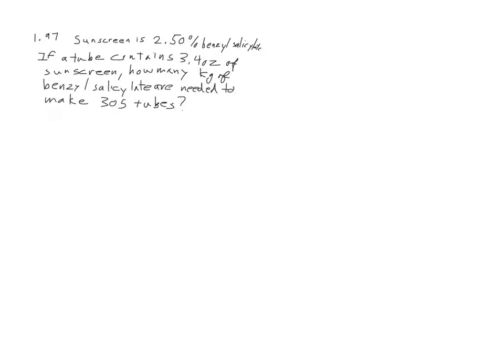Well, we have lots of numbers. Let's see if we can identify any of them as conversion factors. First, we have a percent. Percents can always be thought of, remember, as part per whole. So I've got 2.5 parts BS for 100 parts of sunscreen.